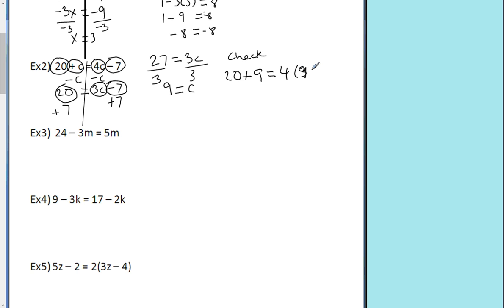9. Let me erase that. Will equal 4 times 9 minus 7. Well, 20 plus 9 is 29. 4 times 9 is 36. Minus 7. 36 minus 7 is 29. 29 does equal 29, so this did work. My answer is 9 equals C, or C equals 9. It's the same thing. All right, so let's do another problem.